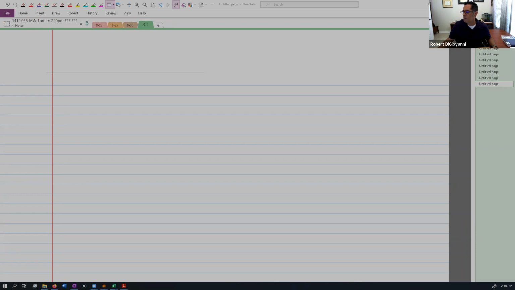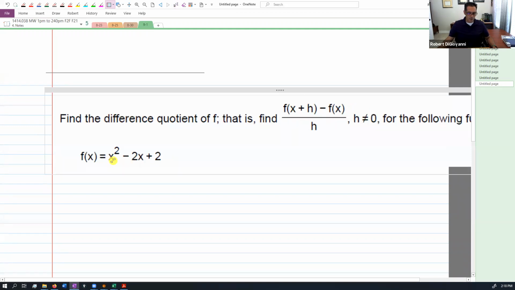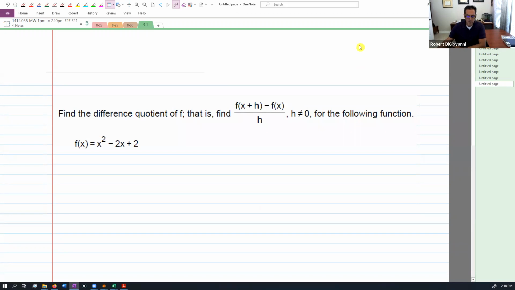Because these problems will just look like they came out of the blue if I don't somehow support it with that picture. So here's the problem. Find the difference quotient of f. That is, do this. That's the formula I just showed you. They want us to do that for this function.